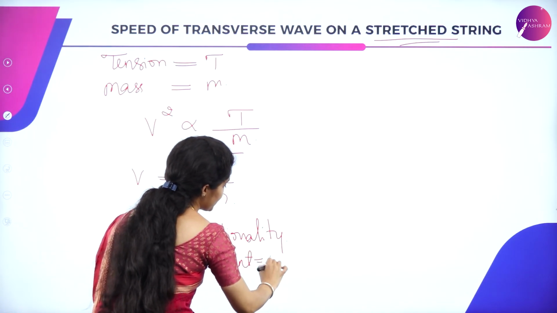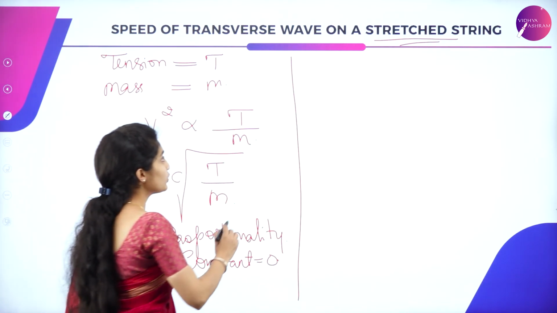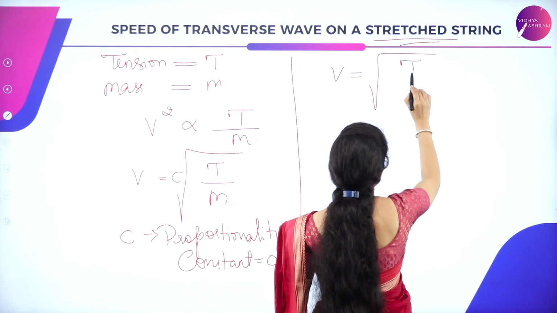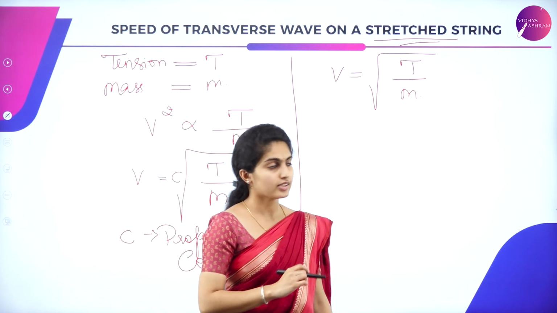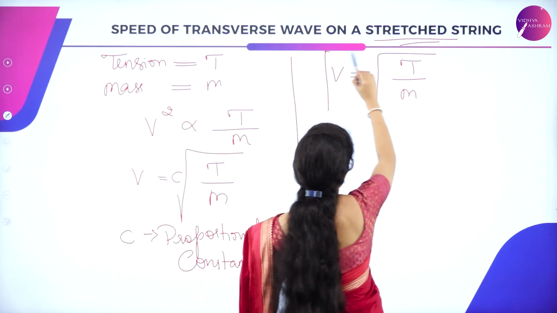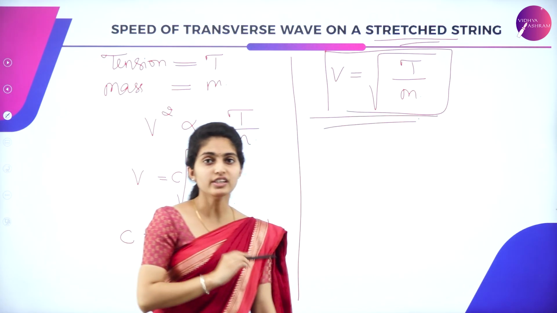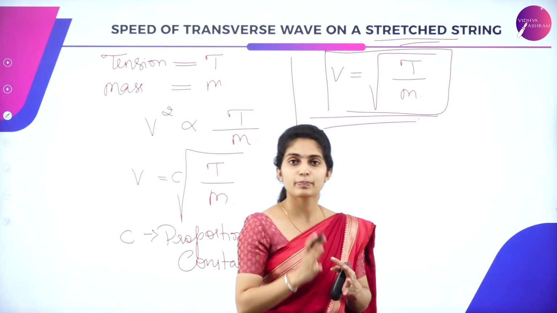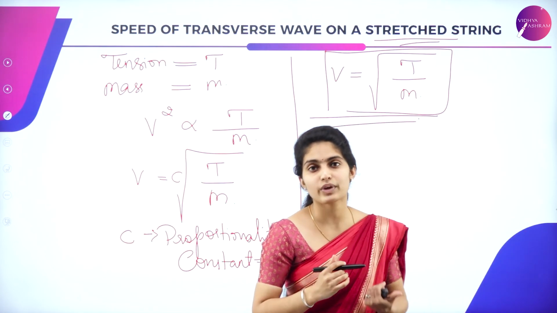You consider your proportionality constant to be equal to 1. So when this is the case, you have v is equal to root of T divided by m, where c is said to be 1. That is the tension per unit mass. This can be considered as the speed of a wave on a stretched string. So this will be the equation to determine the speed of the wave in a stretched string, that is, a transverse wave's speed.